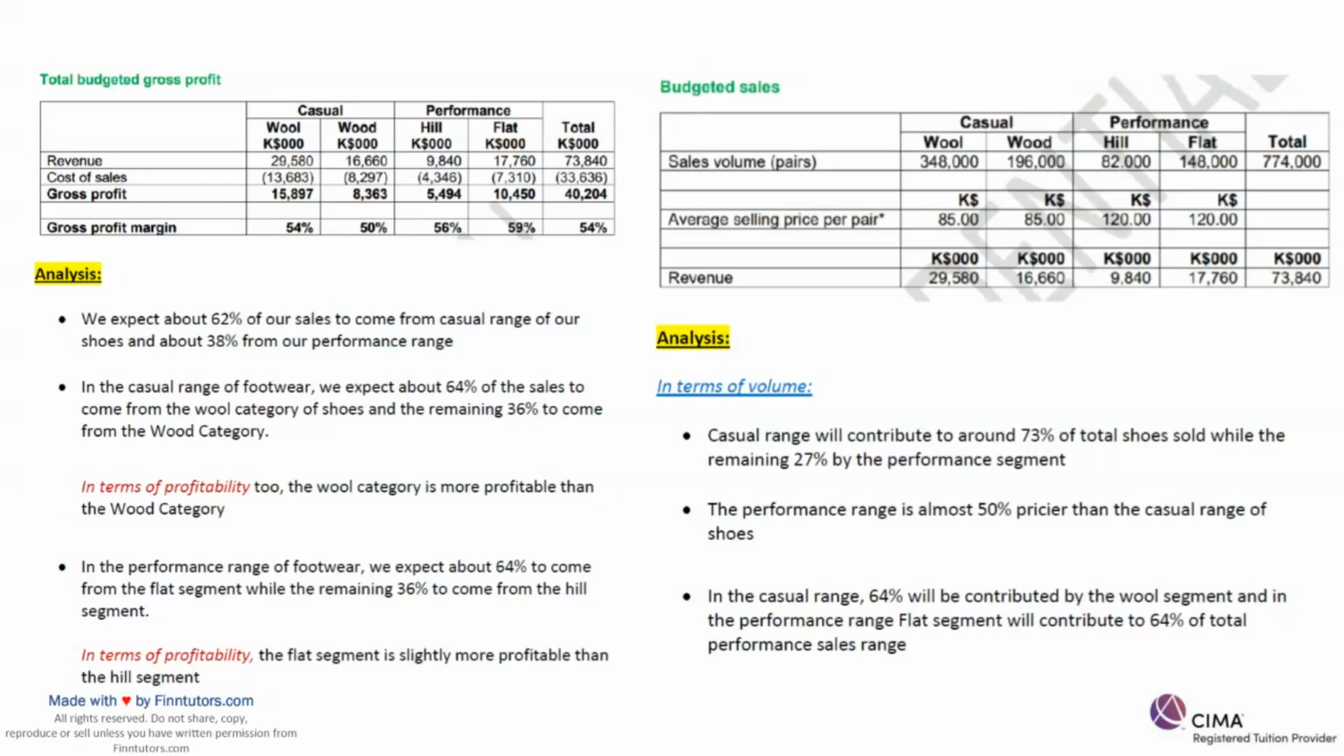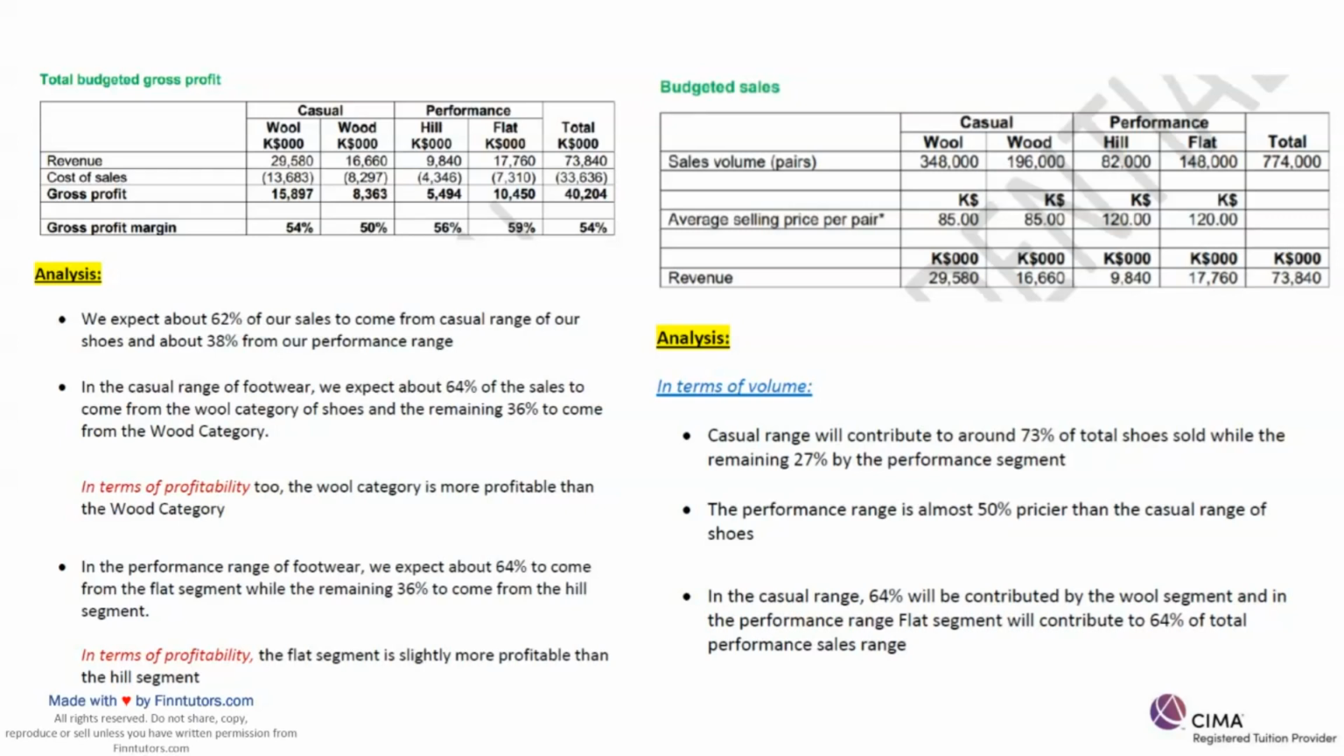Next, in the performance range of footwear, 64% comes from the flat segment, while 36% comes from the hill segment. In terms of profitability as well, flat is better than hill. The highest profitability that I'm getting is from the performance flat segment, which is 59%. So again, these are some numbers or some analysis that if you've gone through multiple times will stick in your head, and you will be able to use it when you are writing about budgets, when you're writing about sales, when you're writing about gross profit in our final mocks.